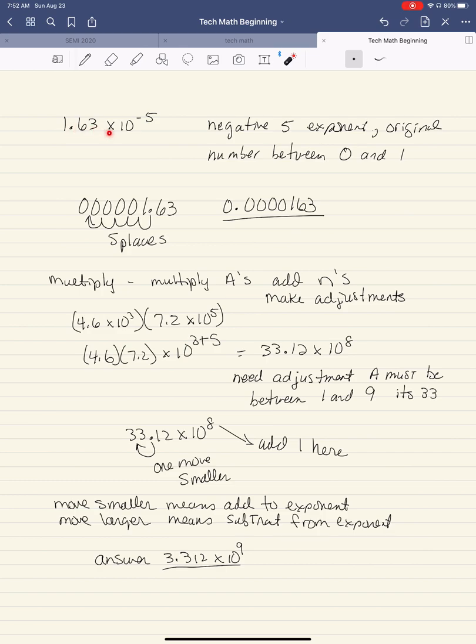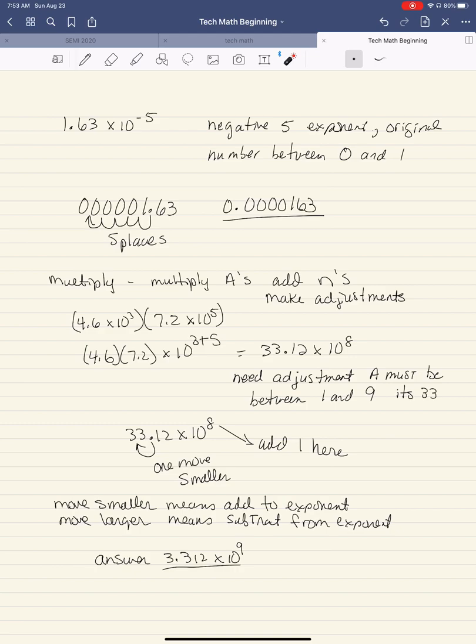If I have 1.63 times 10 to the minus 5, here I have a negative 5 exponent, so my original number is between 0 and 1, so I have to move the decimal in the correct spot. So if I move it left, I have to add some zeros, but I have to move it 5 places, so this is 1, 2, 3, 4, 5. It goes right there now. So 0.0000163.